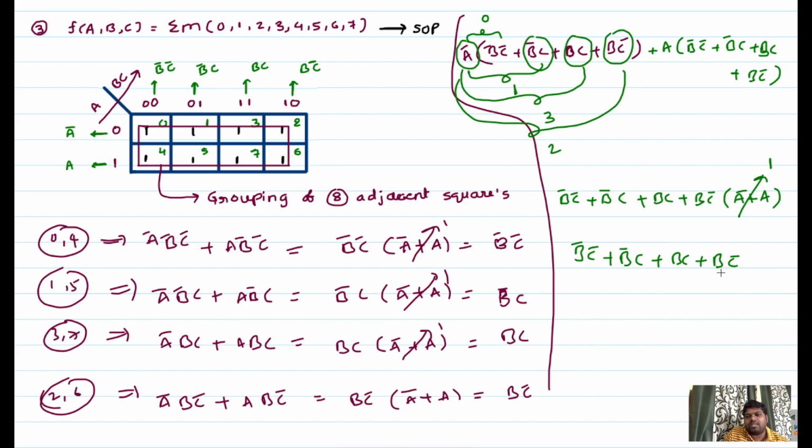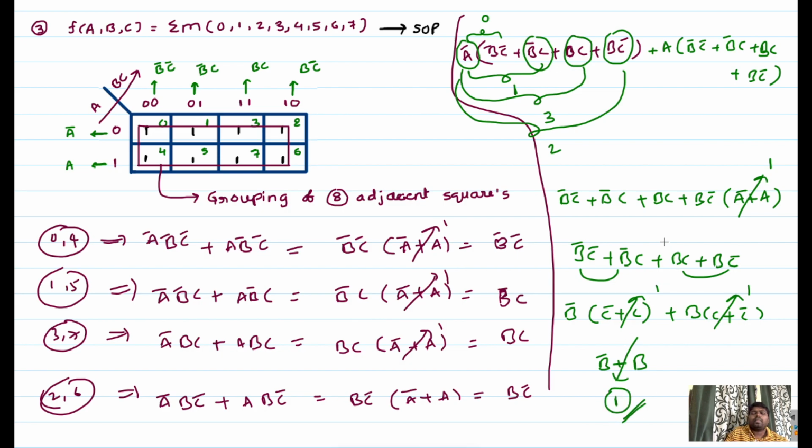Now you can simplify this further. If you observe these two terms, the common factor is b bar. Next, for these two, b is the common factor, so c plus c bar becomes 1. Now you get b bar plus b, which equals 1. That means grouping 8 adjacent cells which contain ones represents the function value equal to 1. The function value should become 1. This is the conclusion, and it was already provided at the start.